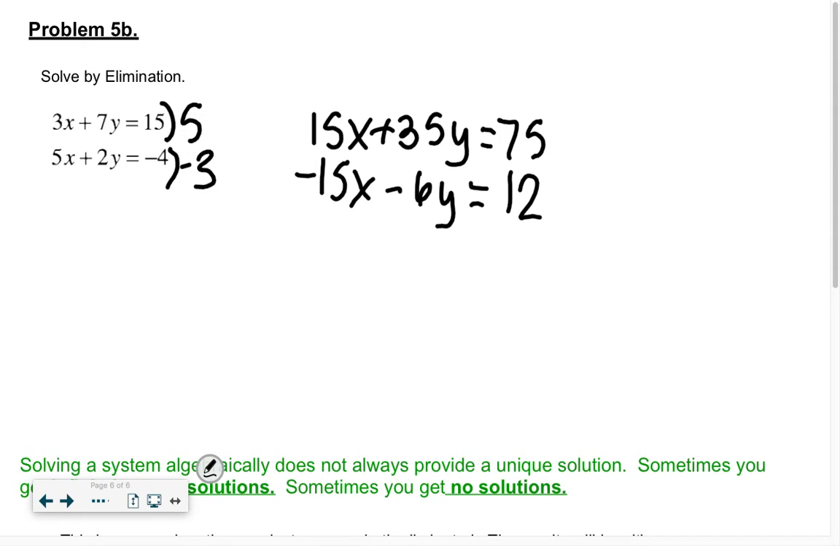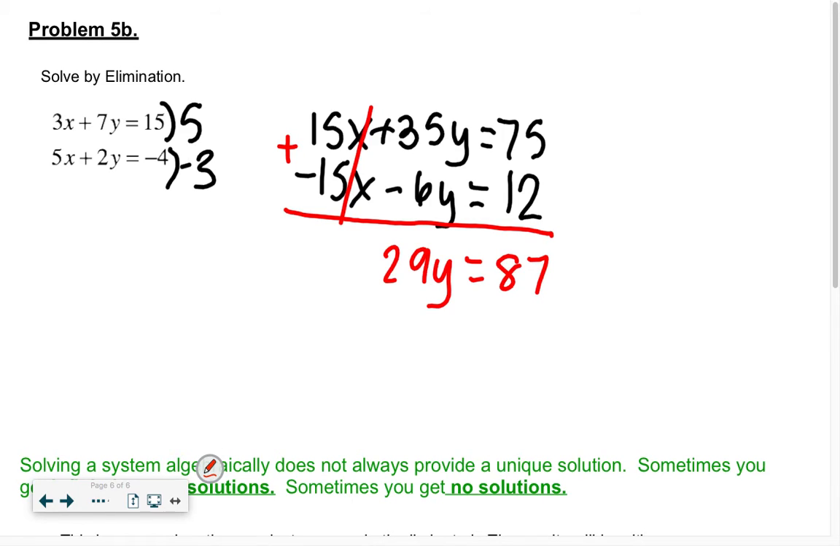Should I add or subtract? Add. Add is the only way for x's to cancel. 15 plus a -15, shoop. 35y plus a -6y, 29y. And 75 plus 12? 87. Y equals 87 divided by 29. Y equals 3.